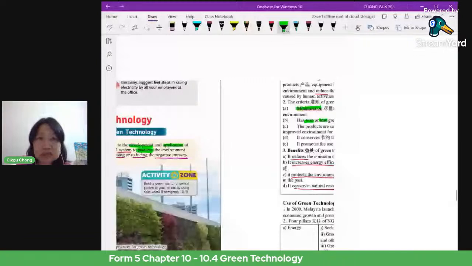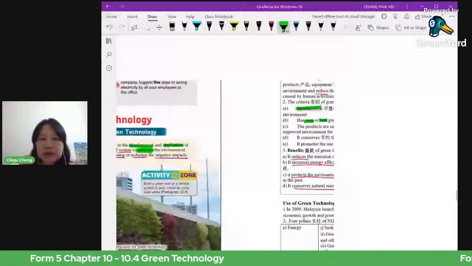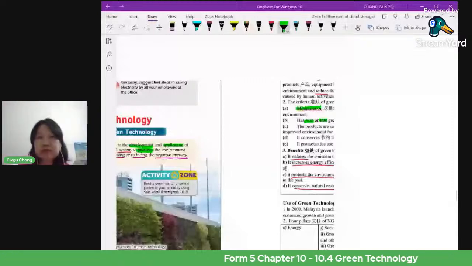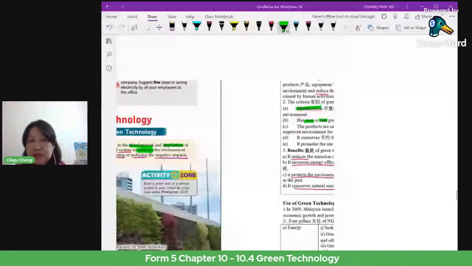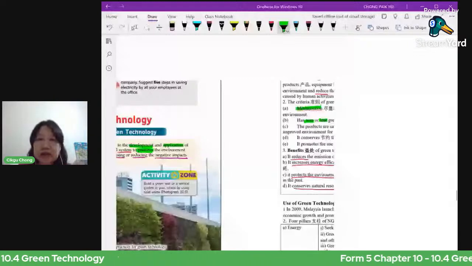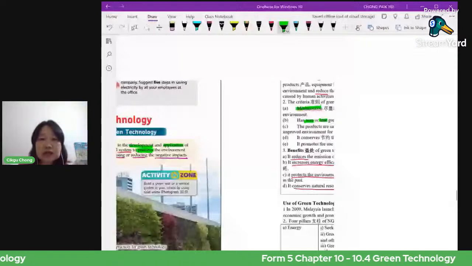Number 3, the products are safe to use, right? Safe for humans, safe for the environment. That's very important. Not only safe for humans, you have to save the environment and also the animals and the plants in the ecosystem. Okay, that's number 3, to promote a healthy and improved environment. All right, number 4, conserve the energy.